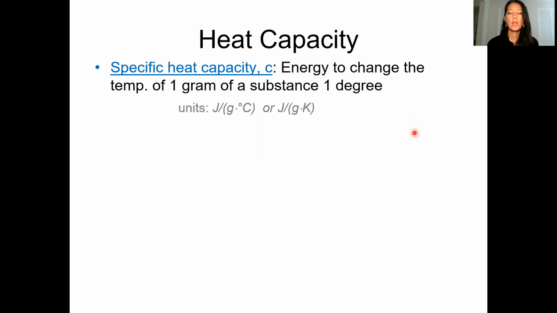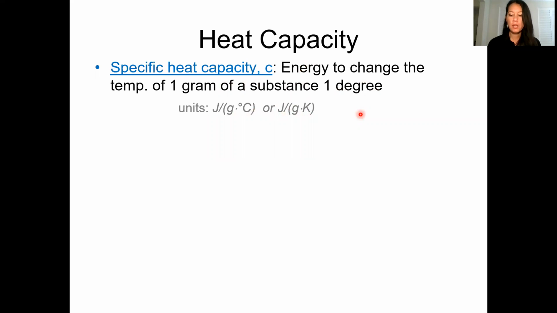Hello, welcome everybody. This is part 2 of thermochemistry, and what I'm going to start with today is talking about calorimetry and more specifically heat capacity. So specific heat capacity is the energy to change the temperature of 1 gram of a substance 1 degree. So we get units here of joules per gram, either degree C or Kelvin.